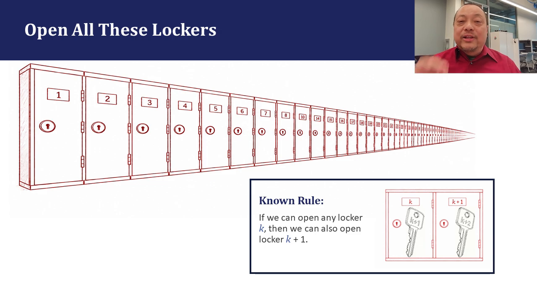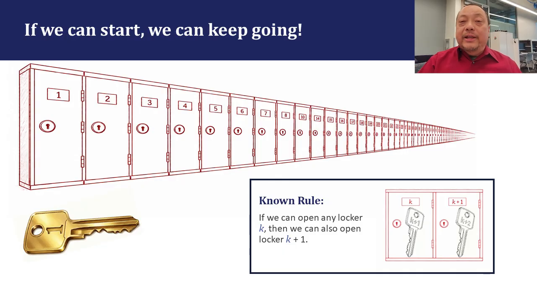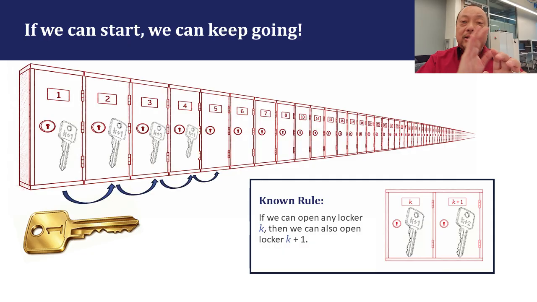Then what does it take to open all the lockers? Well, all it takes is to open the first locker, right? Then applying the rule that says once I open locker K, I can open locker K plus 1, it means from 1, I can open locker 2. Applying the rule again, from 2, I can open locker 3. And then locker 4, locker 5, etc., in a chain link kind of manner.